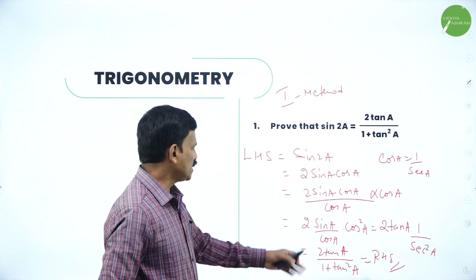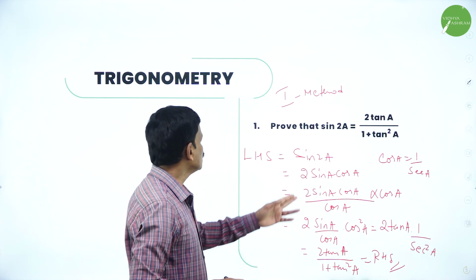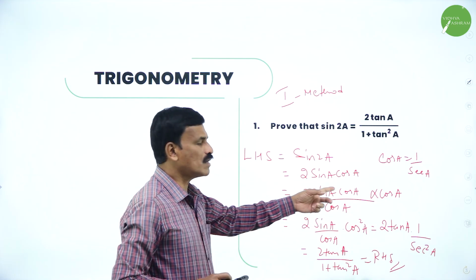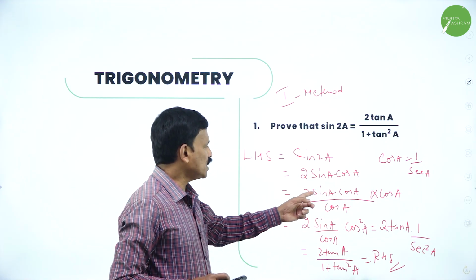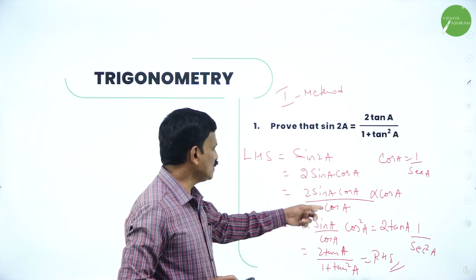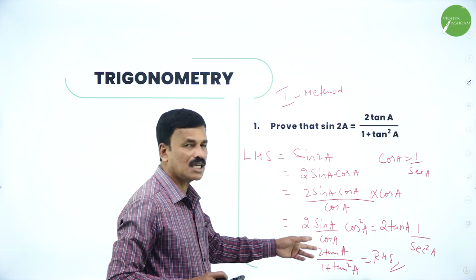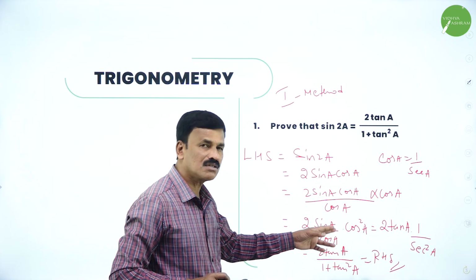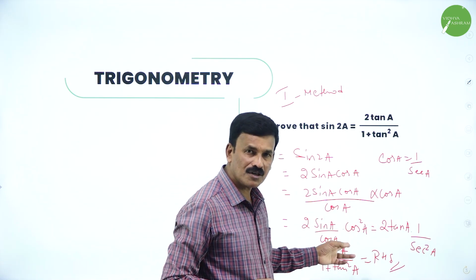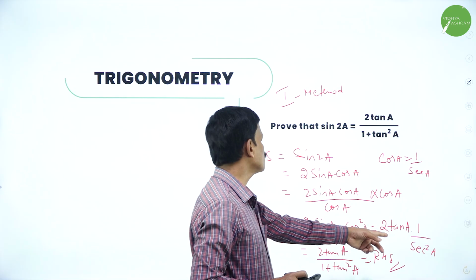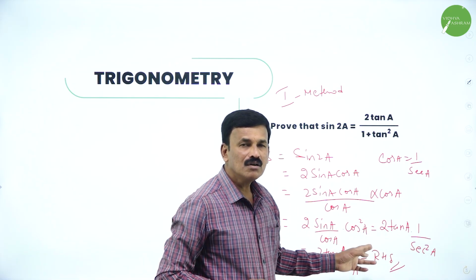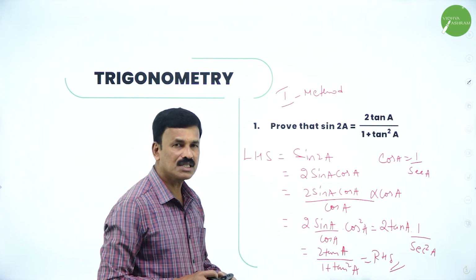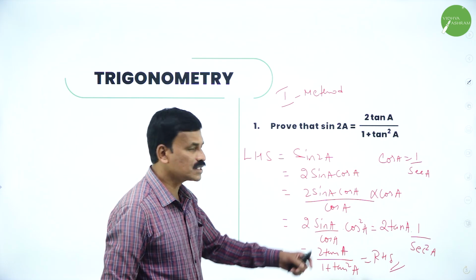That's it. So 2 tan a divided by 1 plus tan squared a. See, just take sin 2a, the LHS. Sin 2a can also be written as 2 sin a into cos a. Just multiply and divide by cos a. Sin by cos is tan a, and cos into cos is cos squared. The reciprocal of cos squared, 1 by cos squared, is sec squared, so this becomes 1 over sec squared a. Using the identity 1 plus tan squared is equal to sec squared, sec squared can be written as 1 plus tan squared. So 2 tan a divided by 1 plus tan squared a, which is the required RHS.